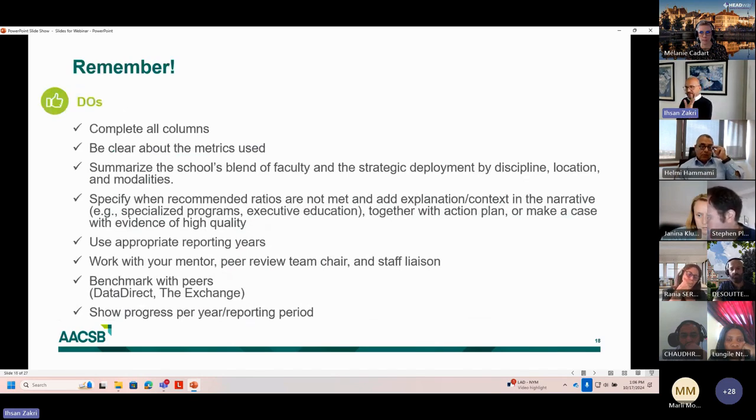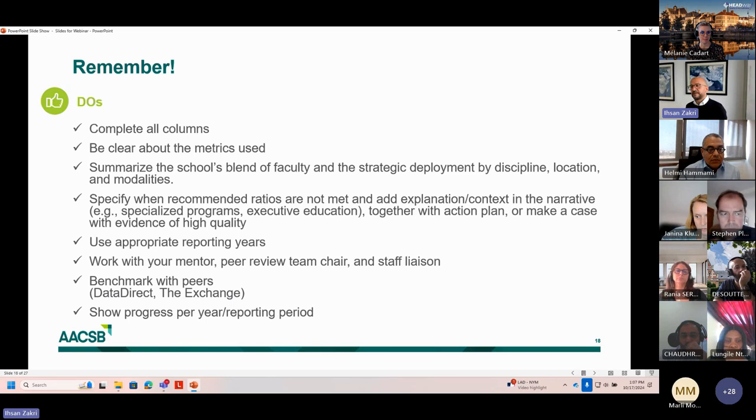This is my favorite, the do's and don'ts. So please remember, complete all columns, except if there is no teaching, as we said, you leave that blank. Be clear about the metrics. We cannot read minds. So just say, this is what we used. This is the metric. Is it ECTS? Is it student contact? Just highlight that. That is more than enough.